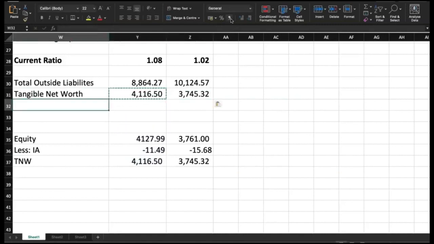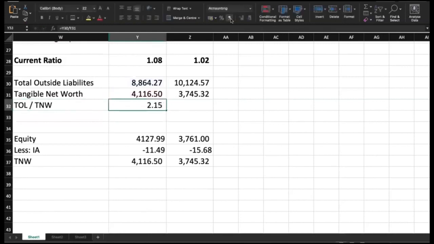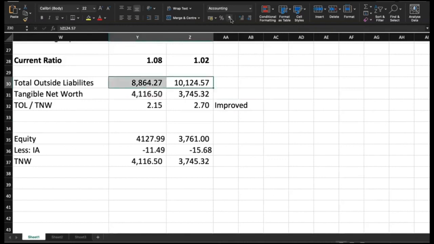Now we can compute TOL by TNW ratio. That is basically the overall liabilities by tangible net worth. In 2021 it is 2.15 and in 2020 it is 2.7. It means it has actually improved over the previous year on account of two reasons. One, tangible net worth has improved when compared with the previous year. Two, overall outside liabilities has come down.